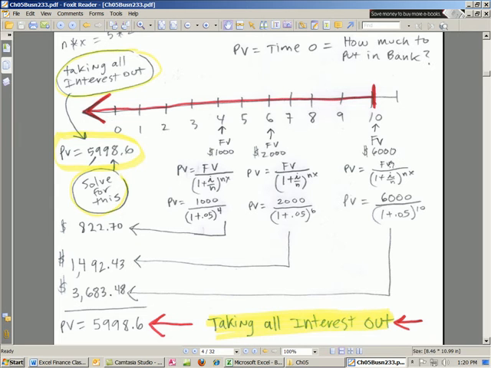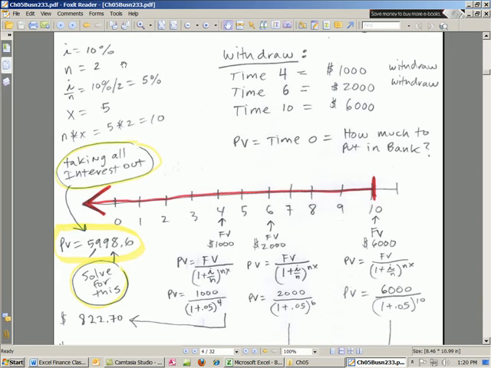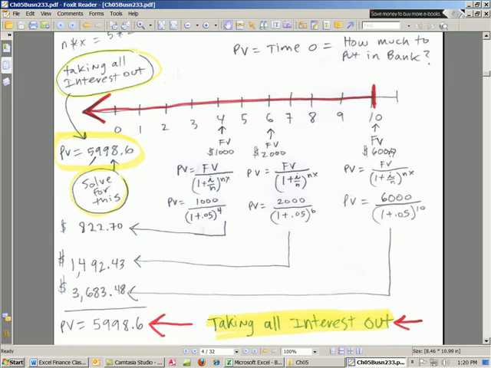Here's the one lump sum amount at time period 10. If I need $6,000, given that I have an annual rate of 10% and compounded twice a year, how much do I need to put in the bank? Well, I just use my formula, right? I calculate this, taking all the interest out, and that's the amount. So if I put 3,683.48 in, 10 periods later, 10 half years later, I get 6,000 bucks.